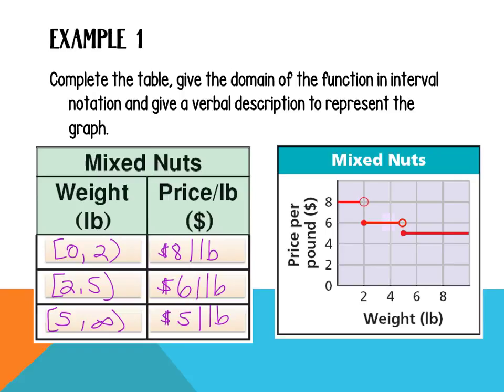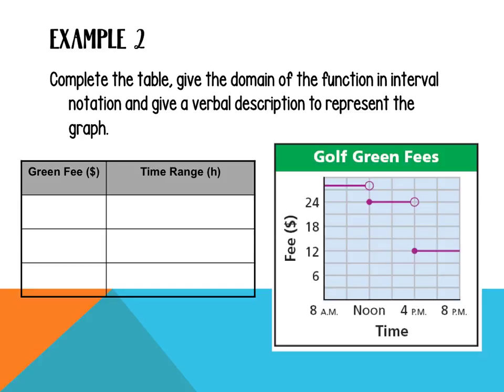Okay, so I'm going to give you a minute to try this, but notice that my graph, the Y is on the left and the X is on the right, okay? So look at the title and follow it that way. So the green fees, there's 3 different kinds, and then what time range does that match?